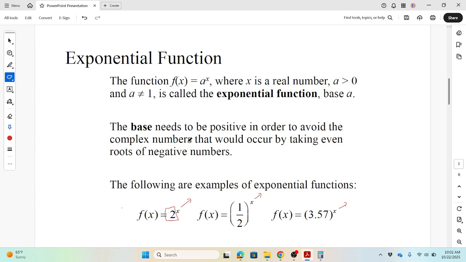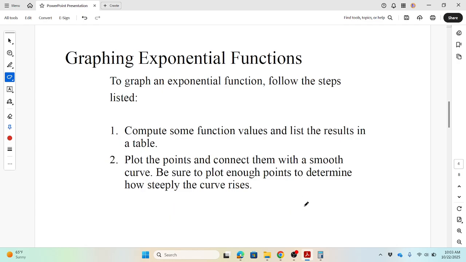Keep in mind, the base is supposed to be positive and not equal to 1. If it's 1, then that would be a very trivial function, like 1. So it's not interesting. That's not going to be an exponential function. And if it's negative, then that might give you a complex number for the even power. That's why we try to avoid that situation while defining the function. So any function in this form is called an exponential function, and these are some examples.